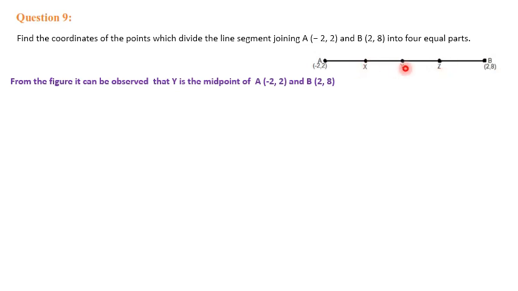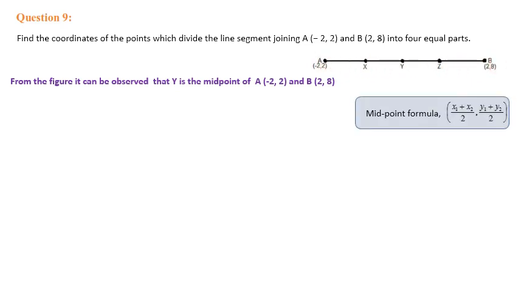So Y is the midpoint of AB because the line segments AX, XY, YZ and ZB are equal parts. They are dividing it into equal pieces. So Y must be the midpoint of AB. By using the midpoint formula, (x1 plus x2) by 2, (y1 plus y2) by 2, we can calculate the coordinates of Y.